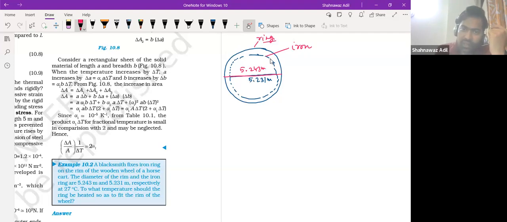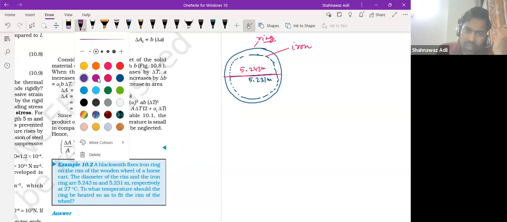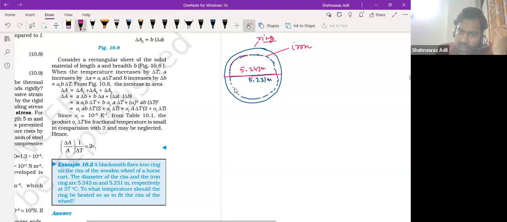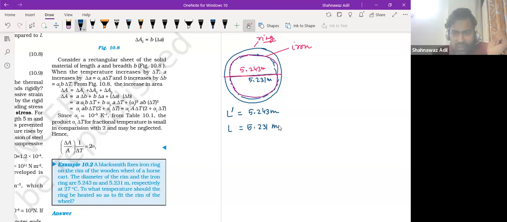So if we want to fit this iron ring on the wheel, then we have to heat up this iron ring so that it expands and its diameter becomes this. So what is the final diameter that we want? What is L prime? L prime is 5.243 meters. Original length is 5.231 meters.